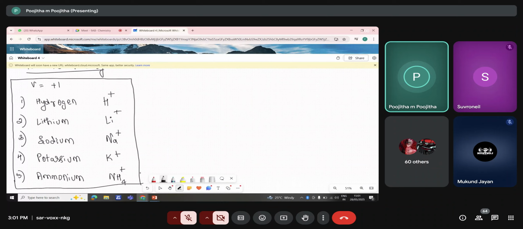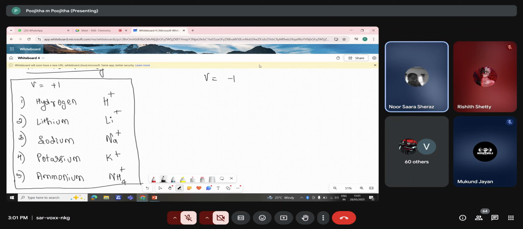So valency +1 can also be called monovalent, correct? Let it be +1 or -1, valency of 1 means monovalent. So these are all monovalent examples for valency 1. Okay, now valency -1. For this, children, do you have your old textbook at least with you? Yes, ma'am.